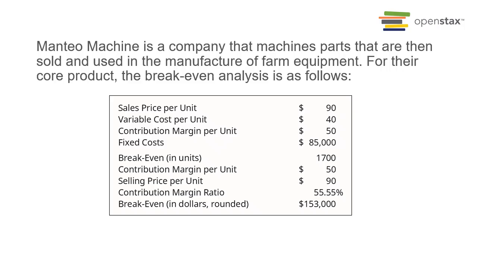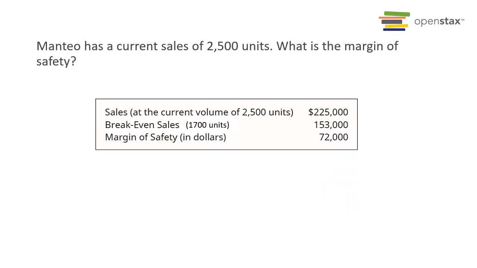We work through our formulas. We get their break even in units, the contribution margin per unit, the selling price per unit, again restated, contribution margin ratio, break even in dollars rounded. Pretty basic stuff, really easy. Please, quick practice before you go to the next slide. Make sure you can calculate both break even in units and break even in dollars just one more time.